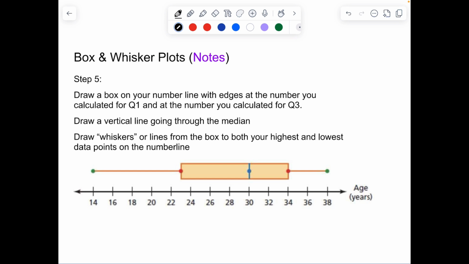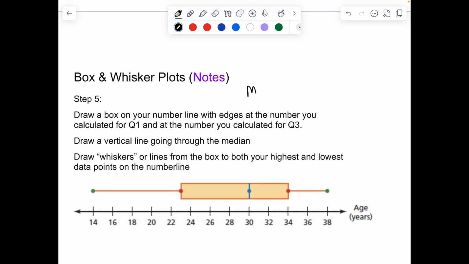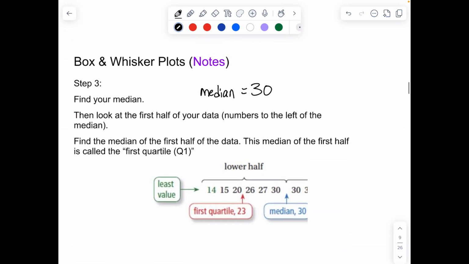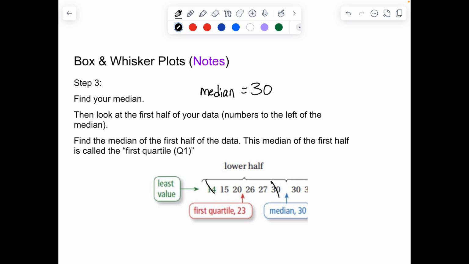Okay, so if you remember, we knew that our median was 30. And then if we go back to our Q1, we found that the median of our lower half was 23. So if we practice here, we do 20 plus 26 is 46, divided by 2 is 23. So the median of the lower half is 23, so our Q1 is 23.